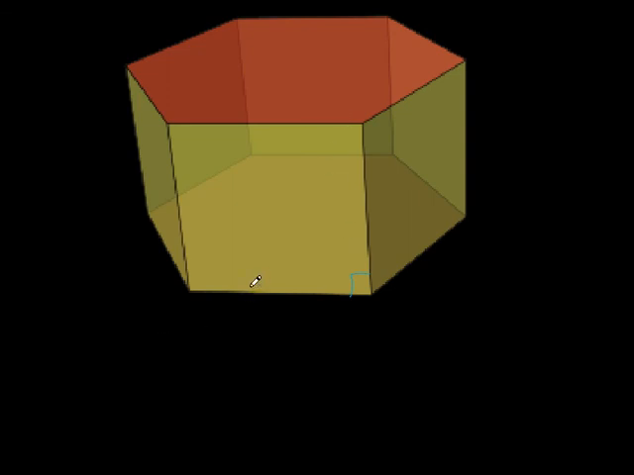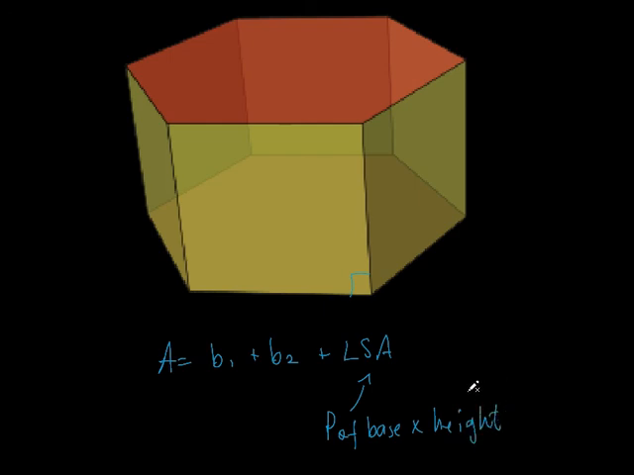So how would I find the surface area of the whole thing? Well, I would find both bases, right? So I'd find base 1, and then I'd find base 2, and then I'd also find what? The lateral surface area. How do I find the lateral surface area? Find the perimeter of the base times the height. So let's figure out what we would do here.